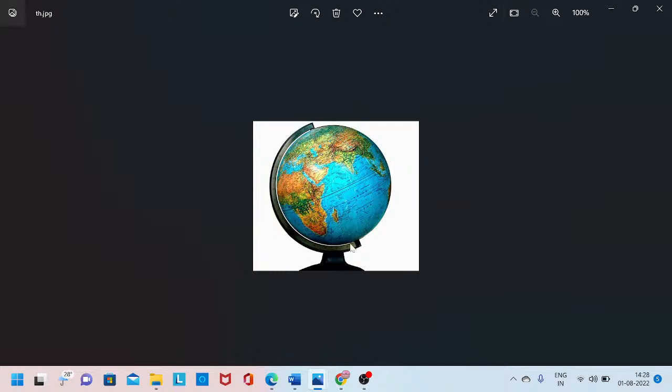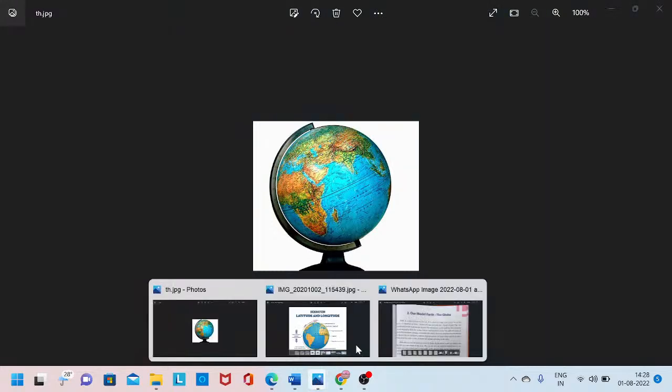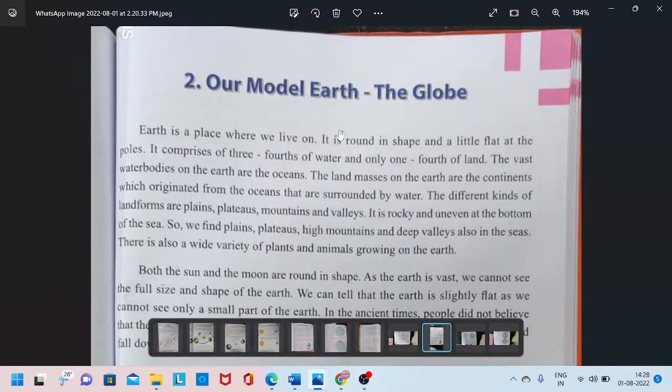Yes, let us have the textbook in front now. So see, our model earth, the globe. Earth is a place where we live. It is round in shape and a little flat at the poles. It comprises 3/4 of water and only 1/4 of land.